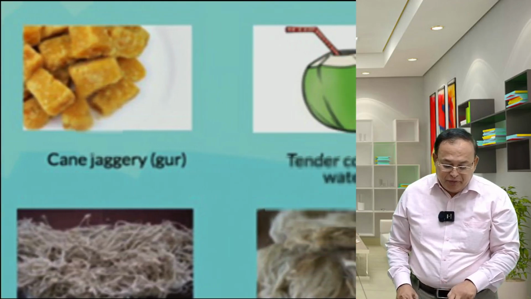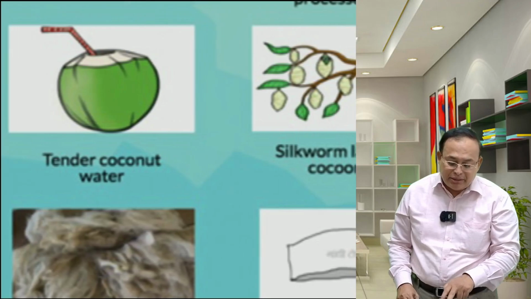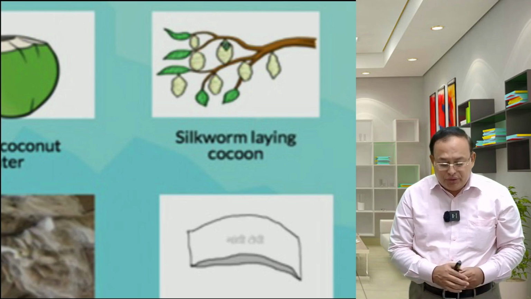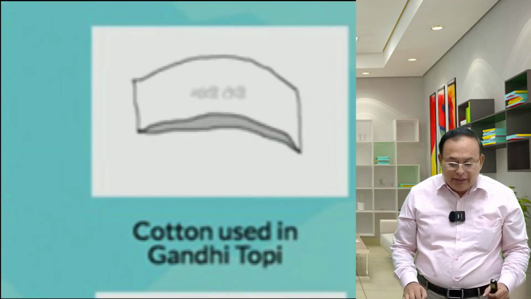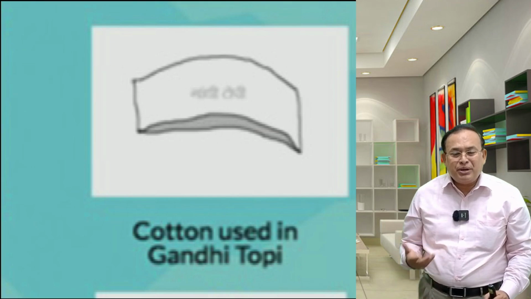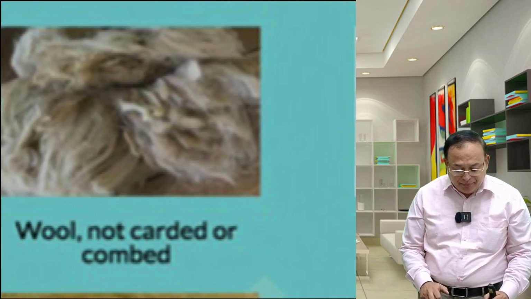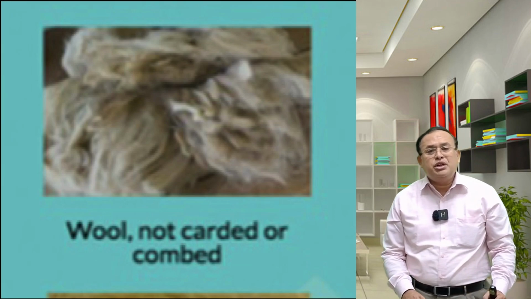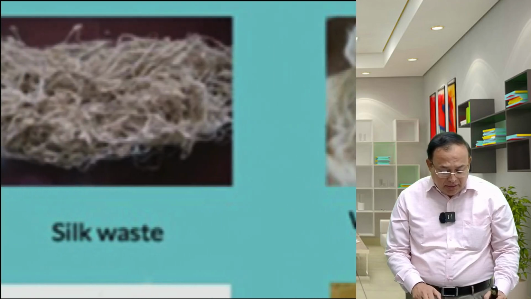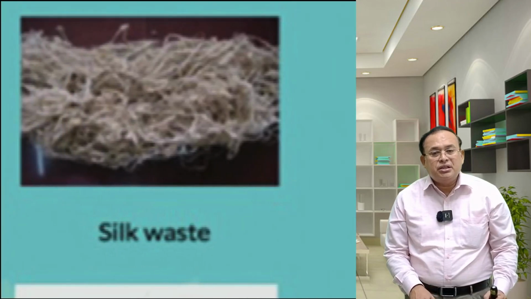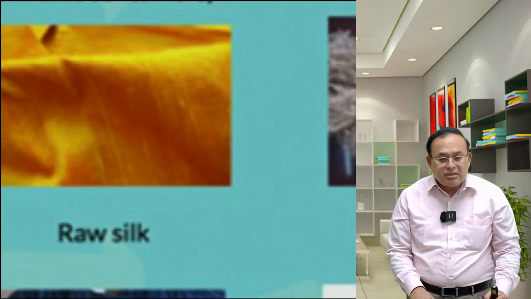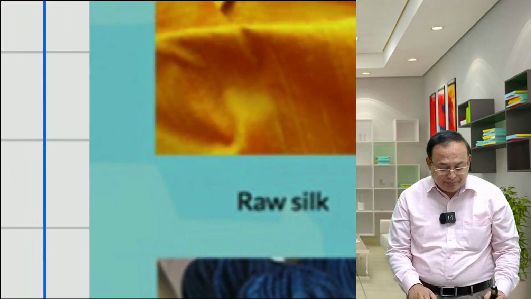Jaggery, free from GST. Tender coconut supplies, no GST. Silkworm laying cocoon, no GST. Gandhi topi, supplier, absolute nil rate of GST. Wool, not corded or combed, absolutely free from GST. Silk waste, supply, no GST, nil rate of GST. Raw silk, no GST.